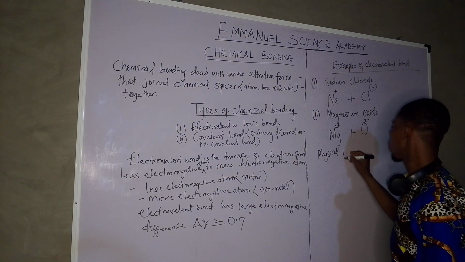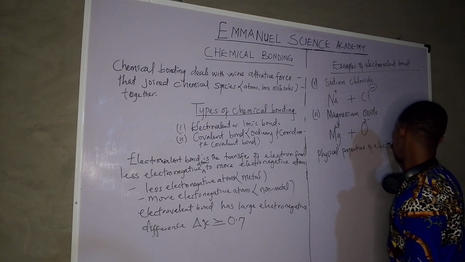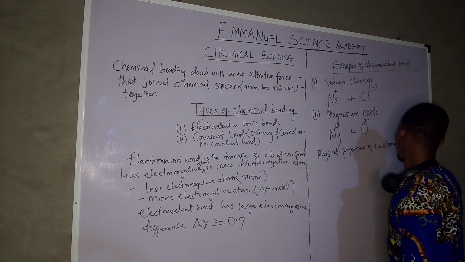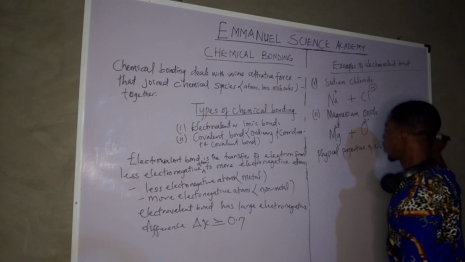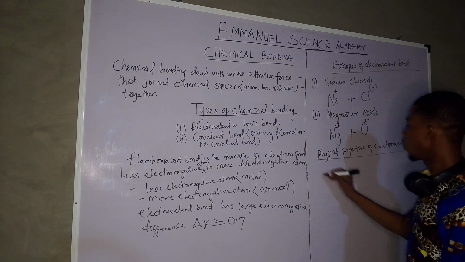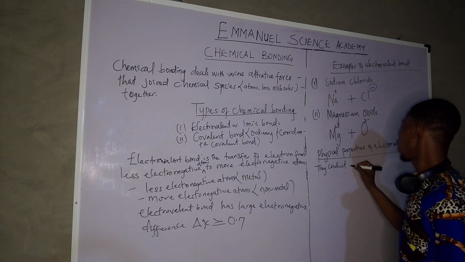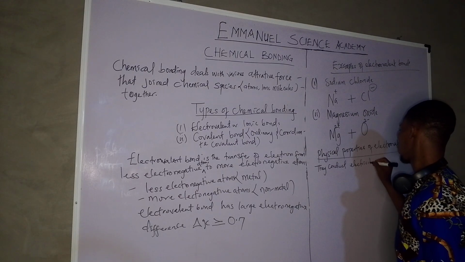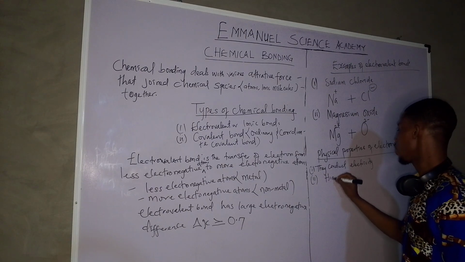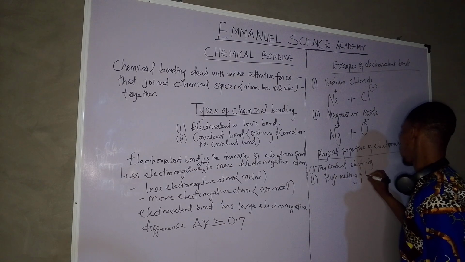We have the characteristics or physical properties of an electrovalent or ionic bond. Number 1, they conduct electricity. Number 2, they have high melting and boiling points.